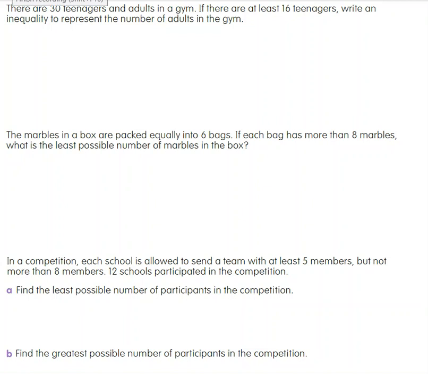All right, let's do some word problems that are related to inequalities. Okay, so the first one: there are 30 teenagers and adults at a gym. If there are at least 16 teenagers, write an inequality to represent the number of adults in the gym. Well, first thing is we've got adults and teenagers, and whatever their numbers are, they're going to equal 30. Okay? And then it tells us if there are at least 16 teenagers, write an inequality to represent the adults.